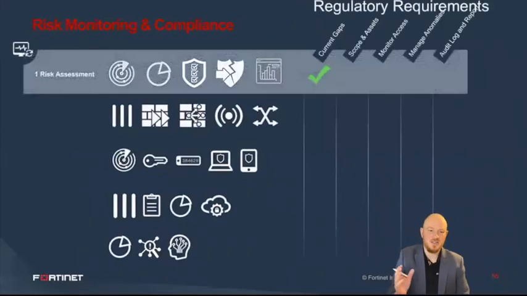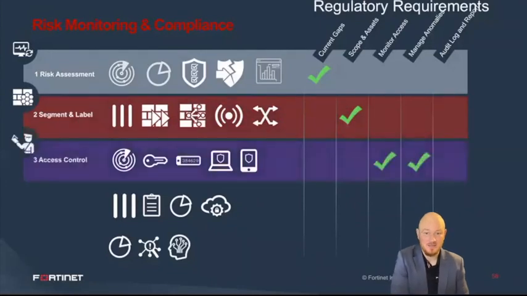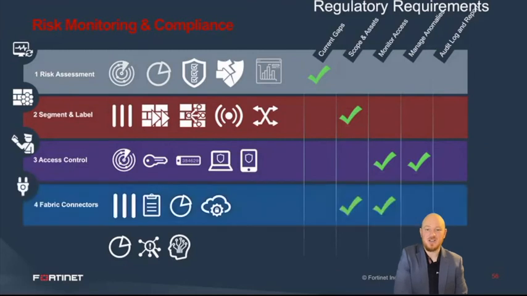So step 1 is to conduct a risk assessment of the current network, applications, and service environment. Step 2 would be to segment and label all parts of the network to separate critical, compliance, and non-critical assets. Step 3 will be to design and implement consistent access controls regardless of the type and location of the target asset and the resource or the source of the user.